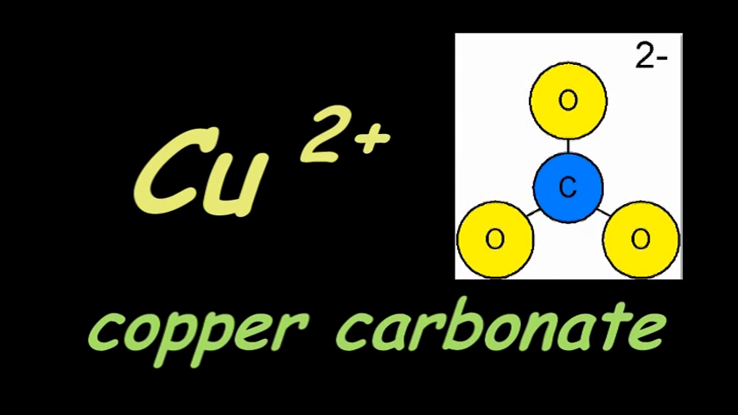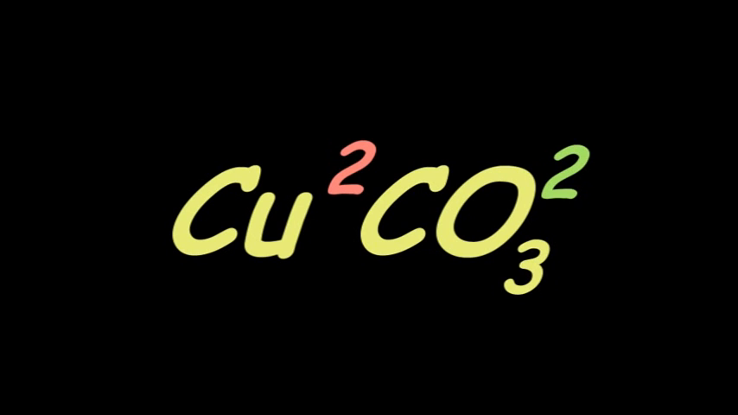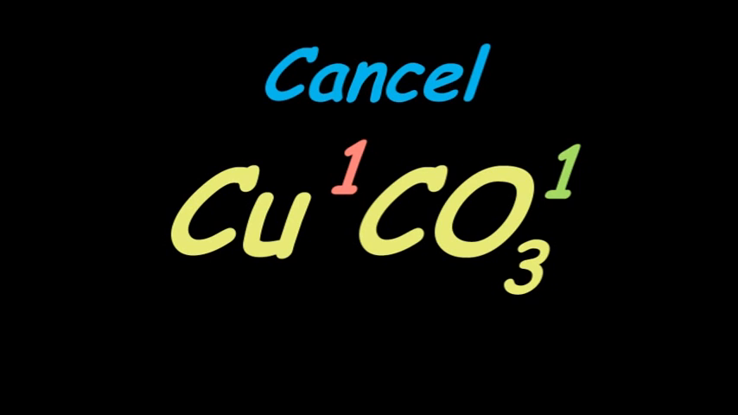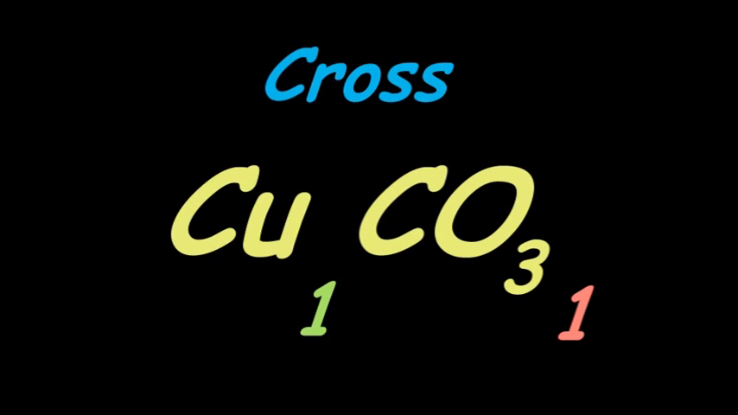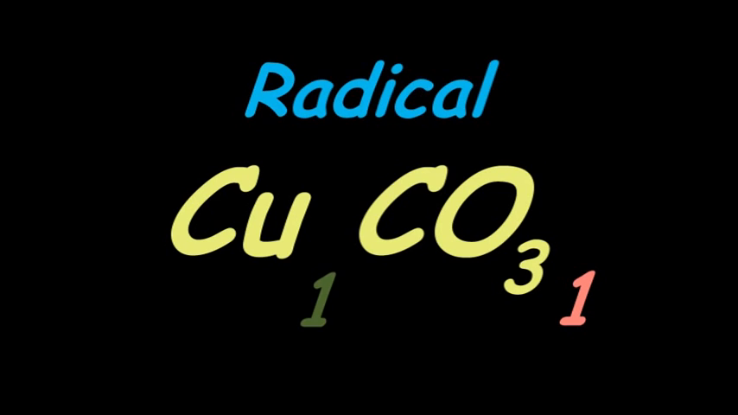First, copper carbonate. Step 1. Formulae with valencies at the top. Step 2. Cancel. We divide by 2. Step 3. Cross the numbers over. Step 4. The radical is not bracketed as a 1 is brought down. So we rub out the 1s as working.